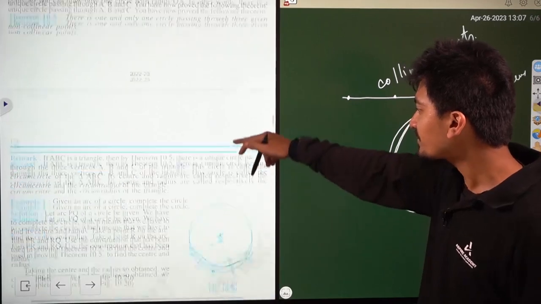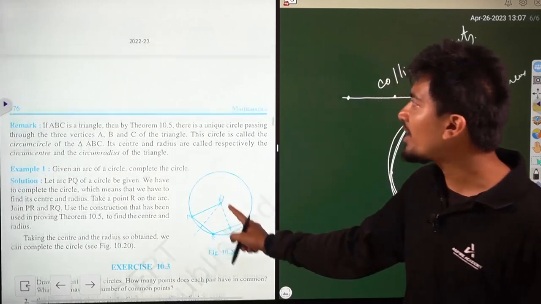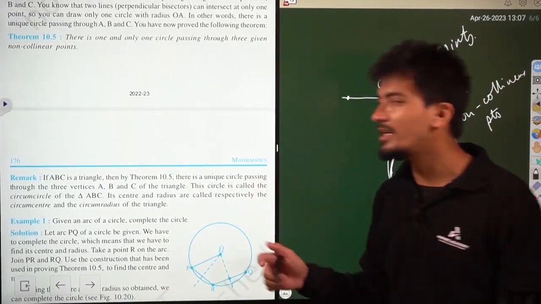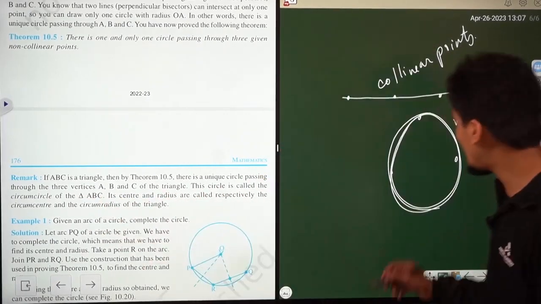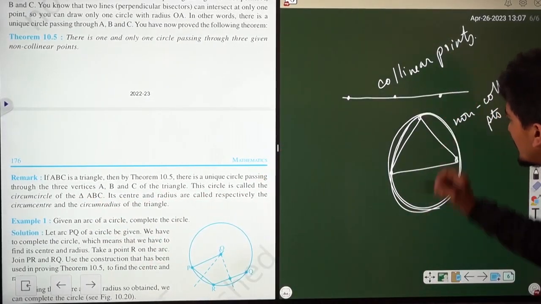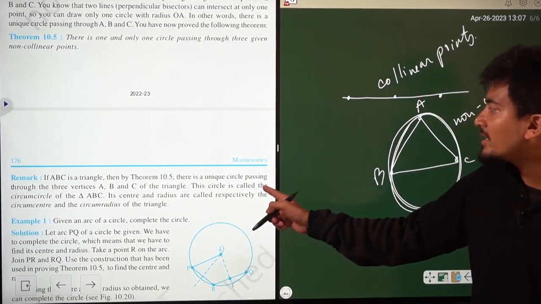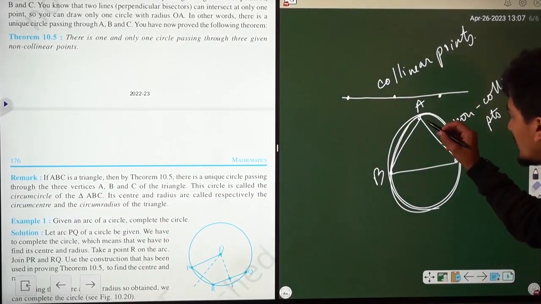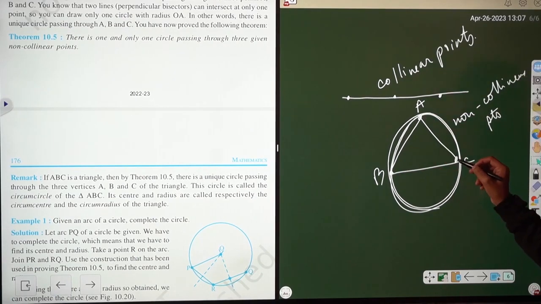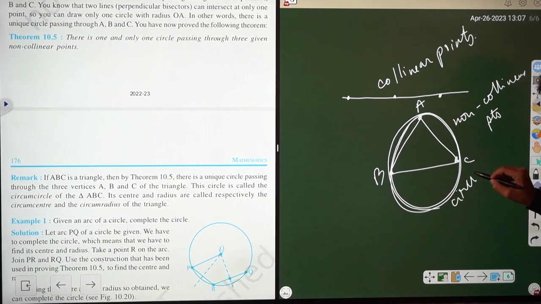Okay. Now, what remark is there? If ABC is a triangle, then by theorem 10.5, that is using this criteria of non-collinear points, there is a unique circle passing through the three vertices A, B, C. If we join these points, then it will be a triangle ABC, right? This circle is called the circumcircle of the triangle ABC. That means, if it is meeting the vertices of the triangle, then this circle is known as the circumcircle.